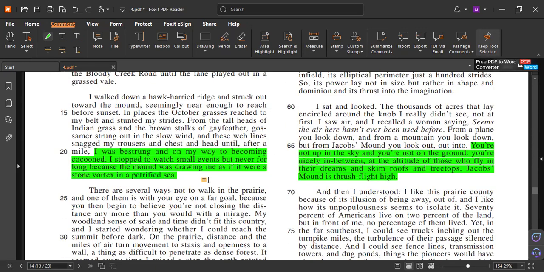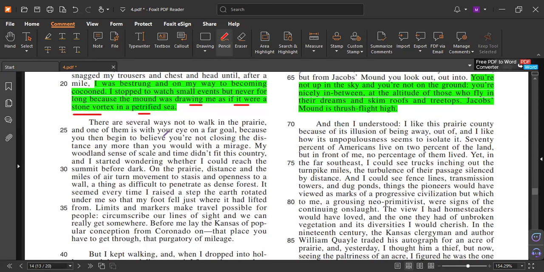Let's go to find. Here, for example, I stopped to watch small events, but never for long. So I stopped in the sky? No. And so the mount was drawing me as if it were a stone. A stone. Where the stone could be? The sky, highway, but not describe how the land. So we need something like countryside, for example. Imagine it. That's why I always tell you, if you are not sure about it, read the paragraph to know what is described exactly. You will not find anything about the sky at all, so delete it. Right?